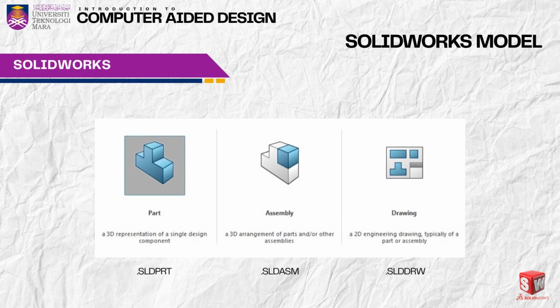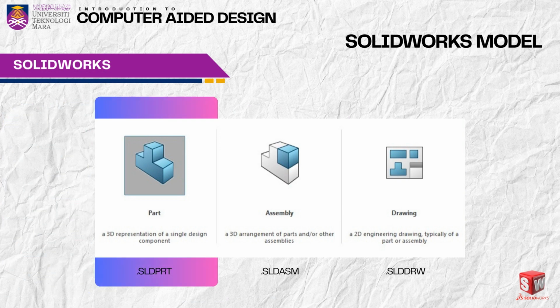When working in SolidWorks, you'll primarily be dealing with three main types of files, often referred to as models. Each file type serves a specific purpose in the design and documentation process and follows a structured workflow from concept to production. The first and most basic type is the part file.